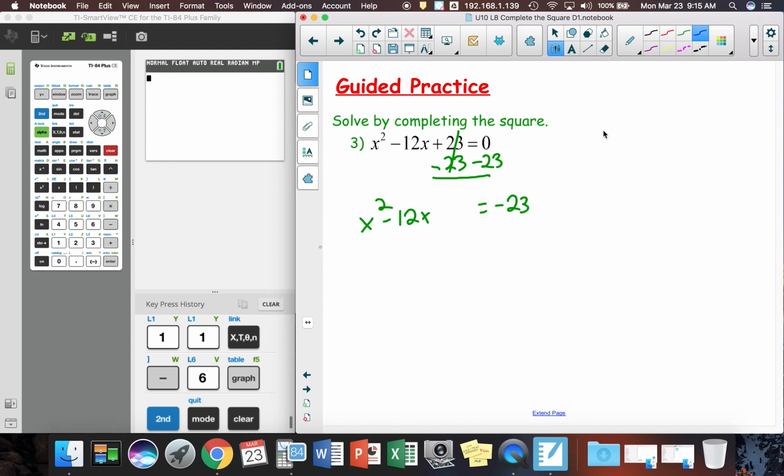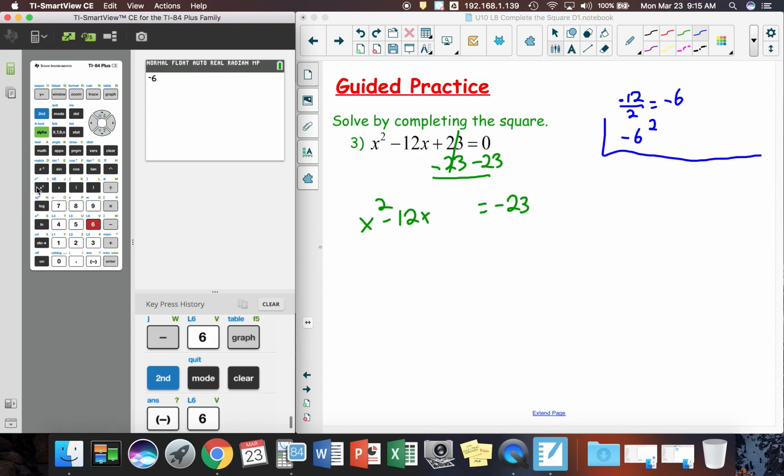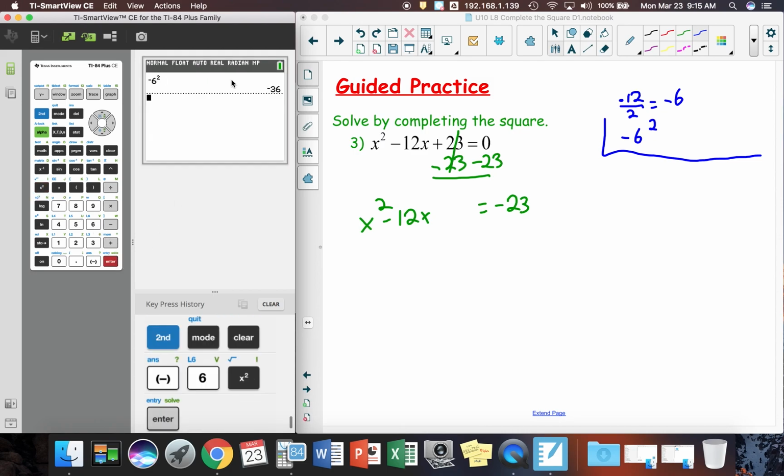Then I got to find that special number. I'm going to take my b term, which is negative 12. Now make sure you keep the sign with it. Negative 12, divided by 2, which gives me negative 6. And negative 6 squared, well, let's see what that gives me in the calculator. Negative 6 squared gives me negative 36.